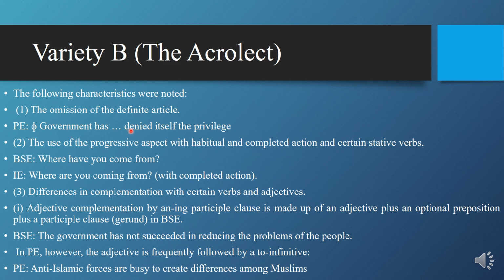Government has denied itself the privilege. Here, the definite article "the" before government is missing in this sentence.